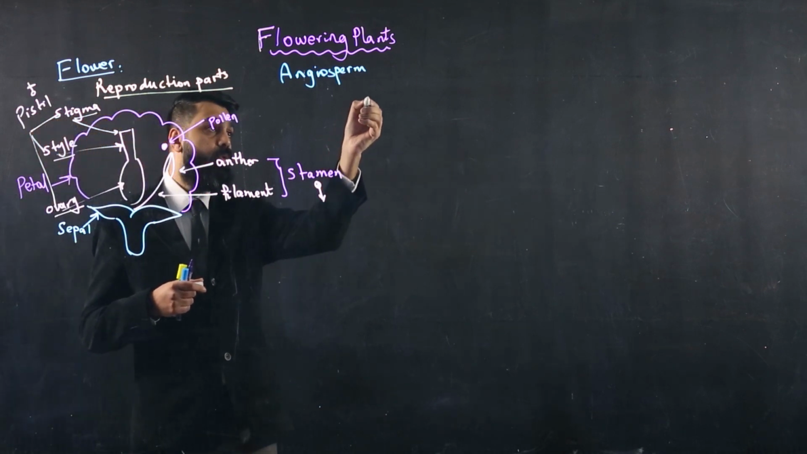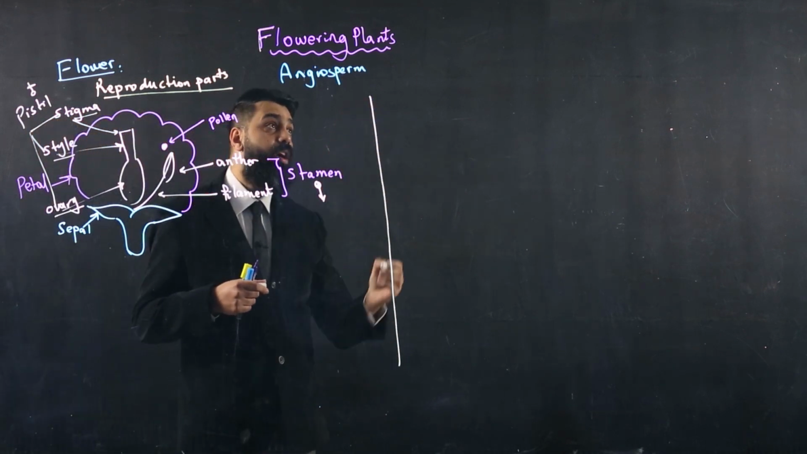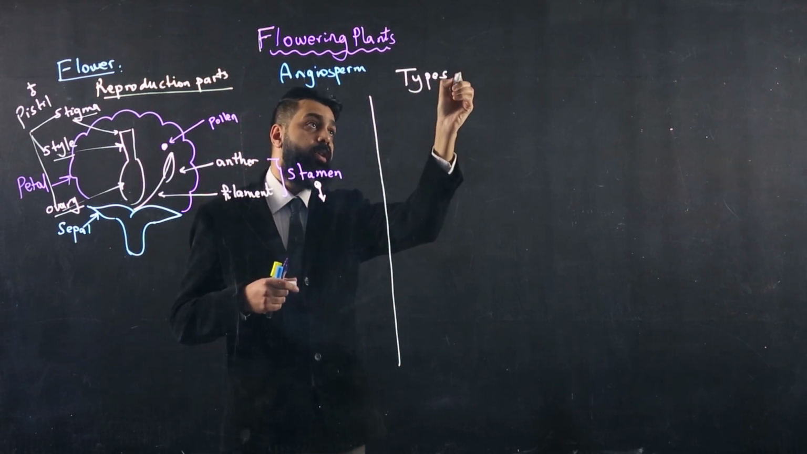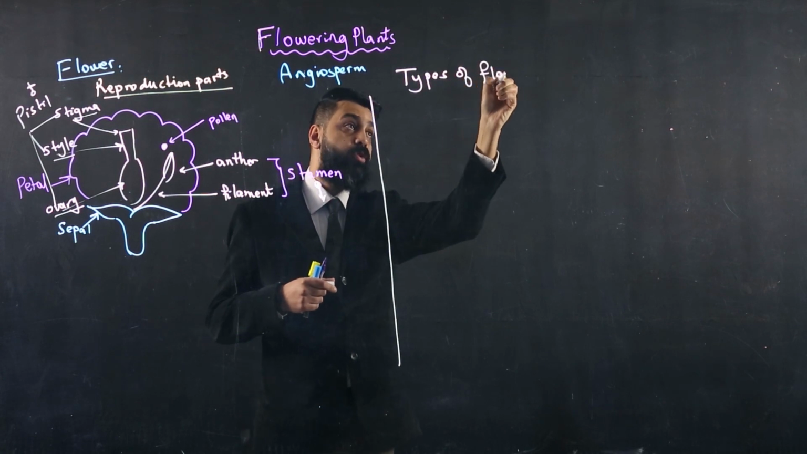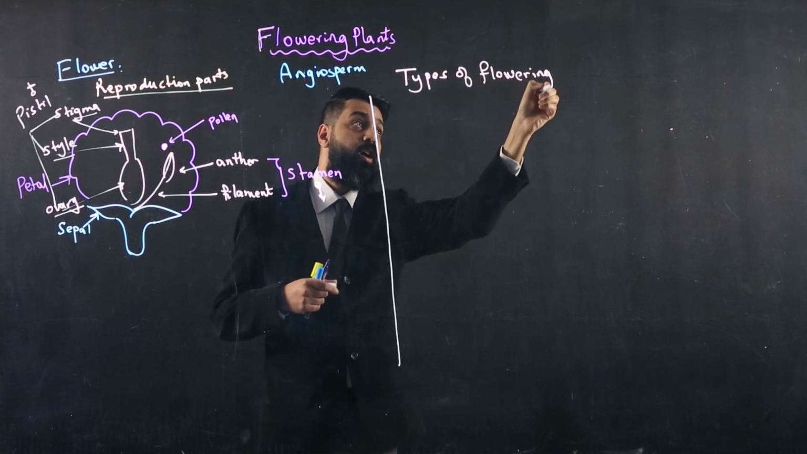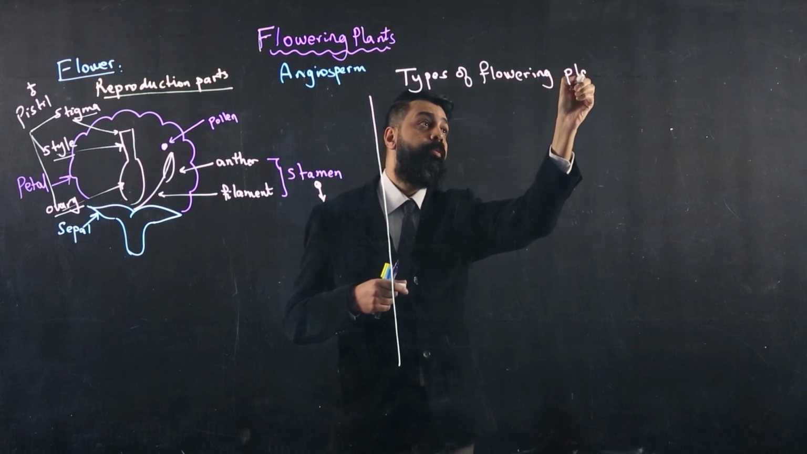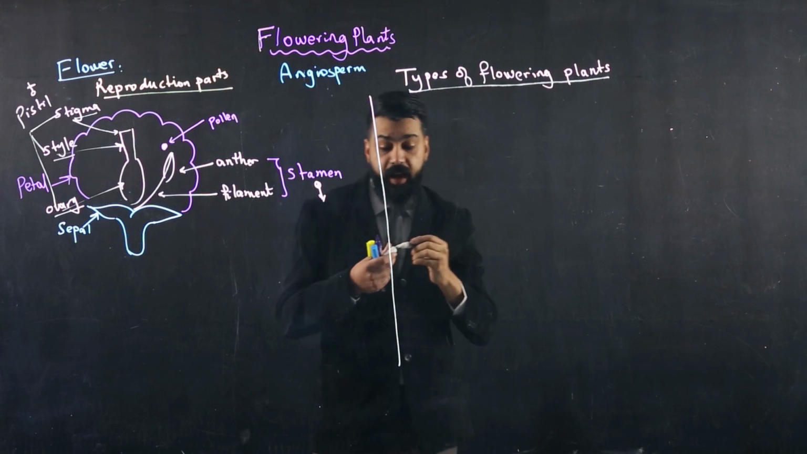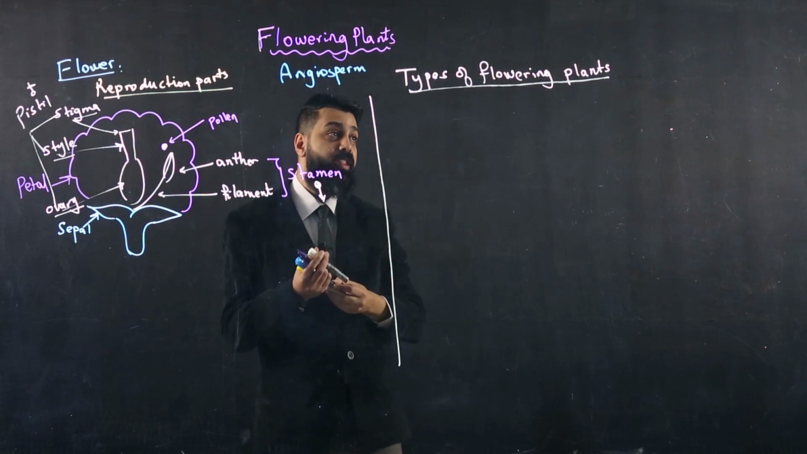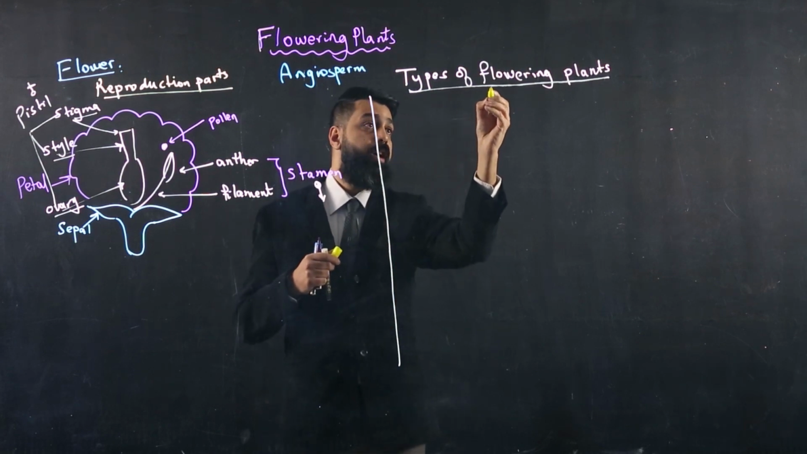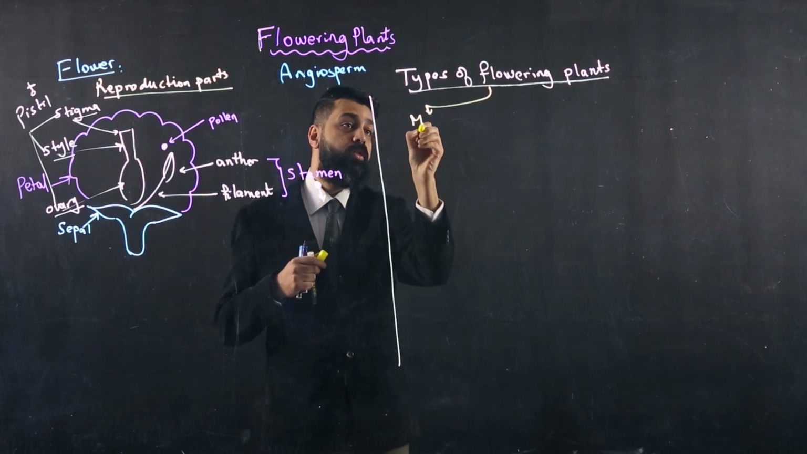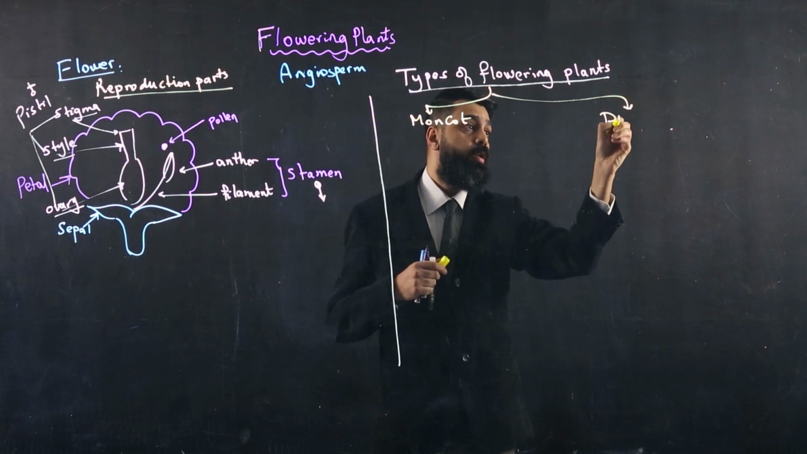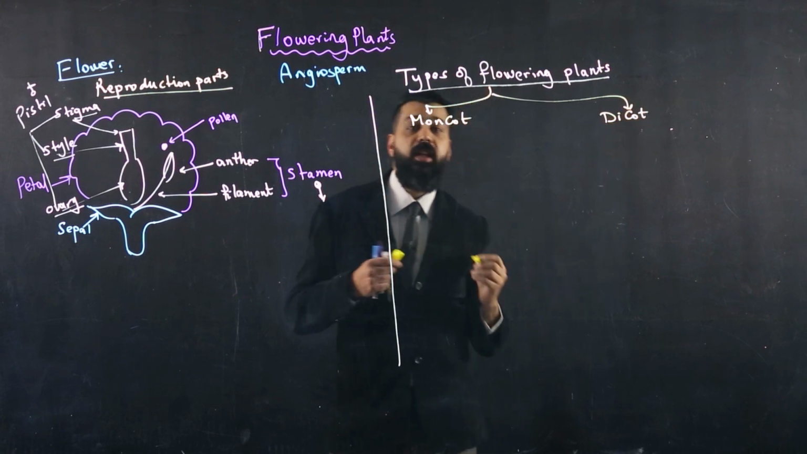Now we are going to speak about the types of the flowering plants, or we can say the types of angiosperms. We have two types of the angiosperms: the monocot and the dicot. The word cot means cotyledon.